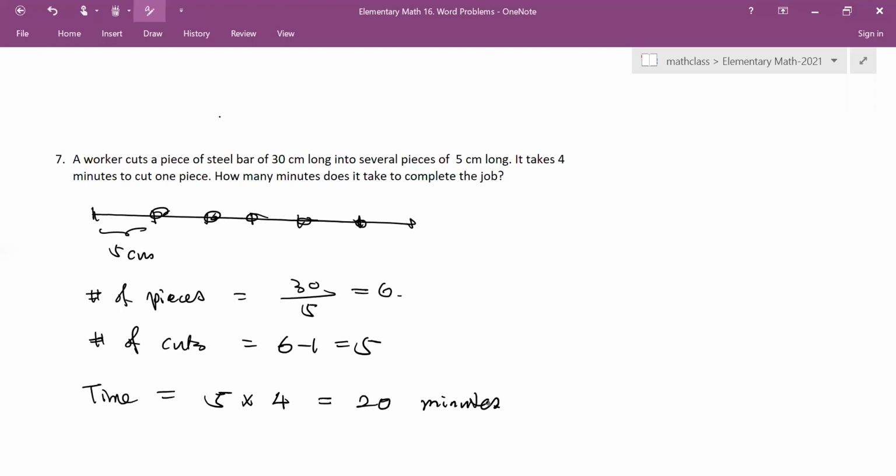Okay, so I do see one answer is correct. How do you get 30 minutes? Okay, now it's clear, right? Still, there are some students who cannot figure out the relationship between number of cuts and number of pieces. Number of cuts is going to be number of pieces minus 1.